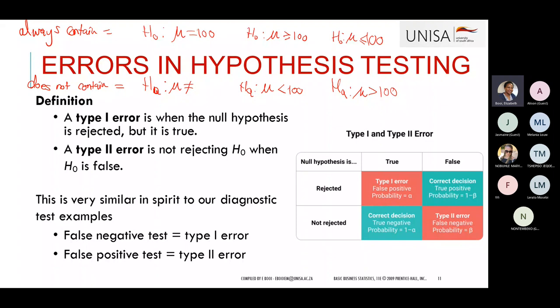That comes to what I want to explain right now, the errors. When you are making a hypothesis testing decision, sometimes you will be making errors, and they can happen anytime. We call them the errors in hypothesis testing. There are two types of errors that can occur. The first error is called a type one error. A type one error is when the null hypothesis is rejected, but it is true.